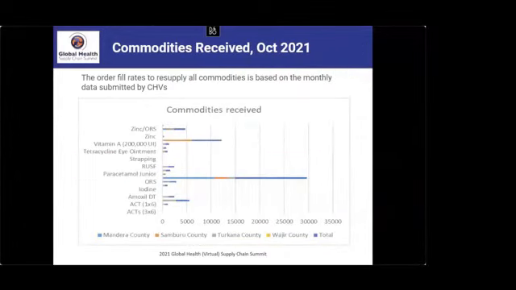What are the order fill rates for each commodity? The order fill rates for each commodity to the CHVs enables the counties to know if the demand was met over time.